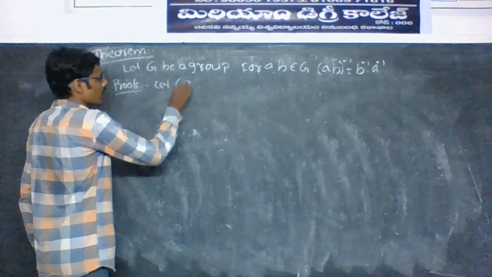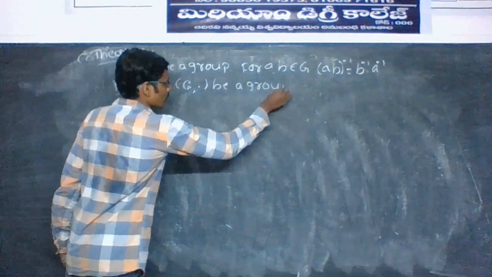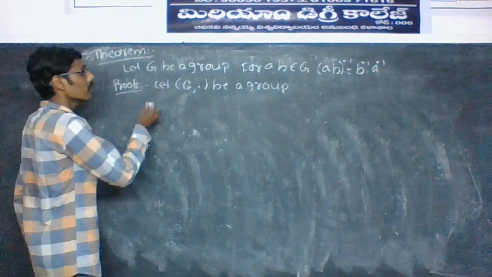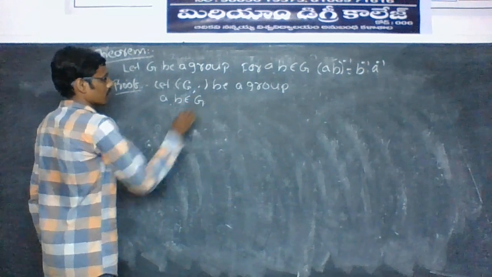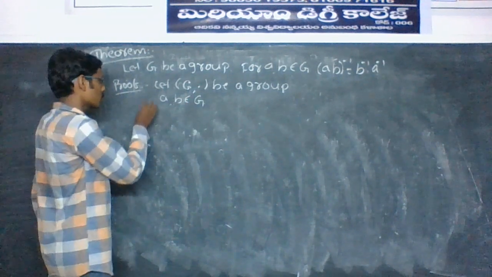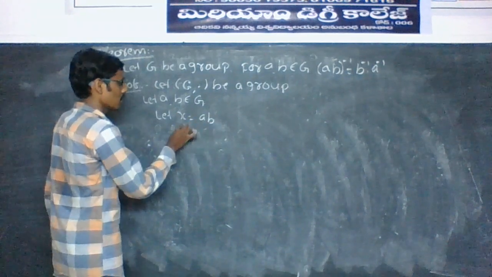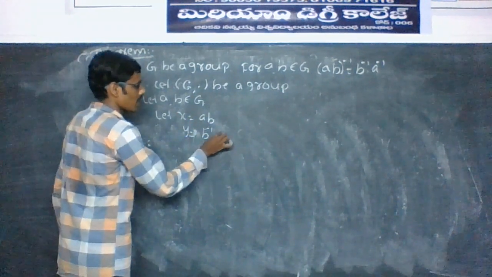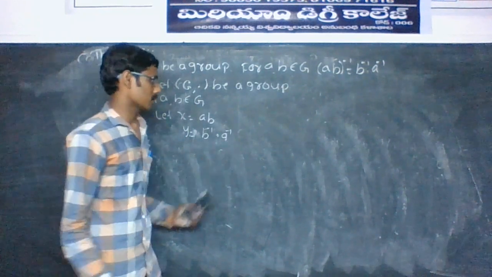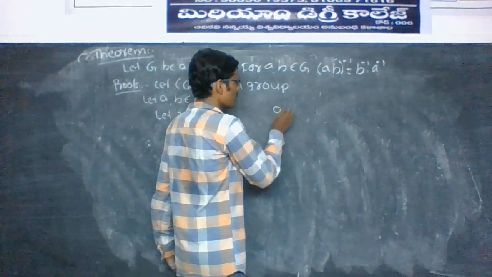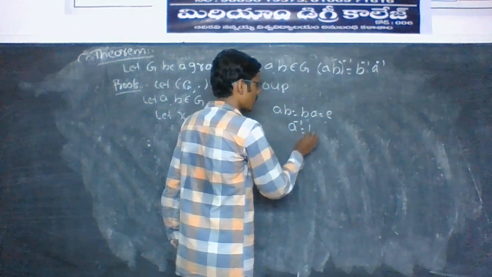Let Z, dot be a group. A, B belong to Z. Let X is equal to AB, Y is equal to B inverse into A inverse. By the inverse property, AB is equal to BA is equal to E, so A inverse is equal to B.